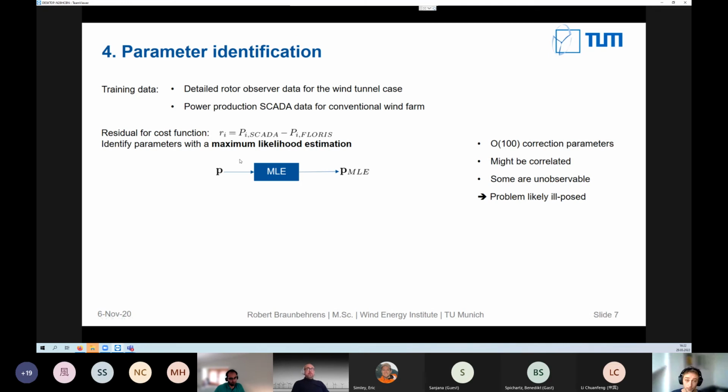We do this by a maximum likelihood estimation that should give the most likely combination of parameters for the given set of SCADA observations. However, and I think maybe this is the interesting part for your work package, this is quite a lot of parameters or degrees of freedom we have now. In some cases, we have over 100 or 200 of these correction parameters, or only for the wake model, you have already 10 or more that you could tune.